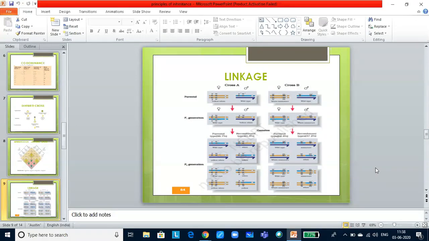For example, look at the test cross ratio when they were working with sweet pea, with purple color and long pollen. If there were no recombinations, they would have got the ratio 8:8, but the 7:1:1:7 shows that it was an incomplete linkage.